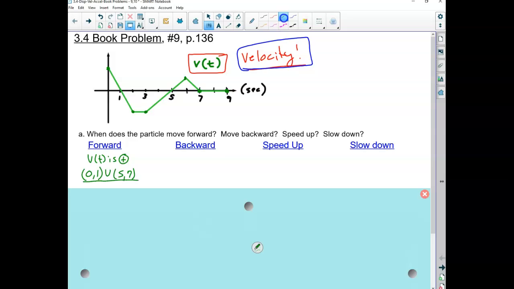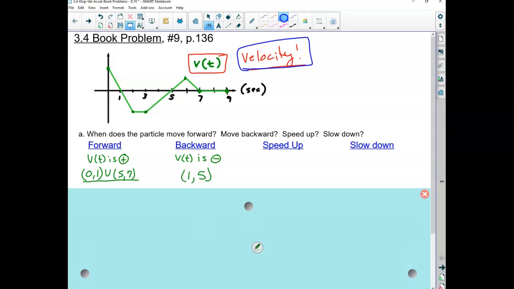Well, when am I moving backwards? If I'm thinking velocity, when I'm moving backwards, I'm moving to the left or down, either way. But either way, that is when my v of t function is negative. When is v of t negative? V of t is negative all the way from 1 all the way to 5, because I can see those are all negative values on my velocity graph.